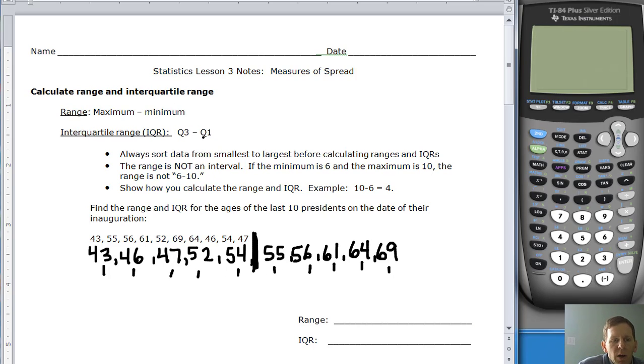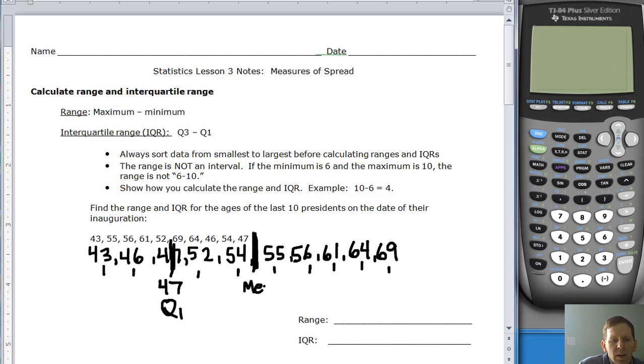To find Q1, which we'll need to use to find the IQR, we're going to take the middle value of this group of numbers. So as I count in, we've got 43 and 54, 46 and 52. There's my first quartile, which is the middle of this group of numbers, which would be 47. That's your Q1.